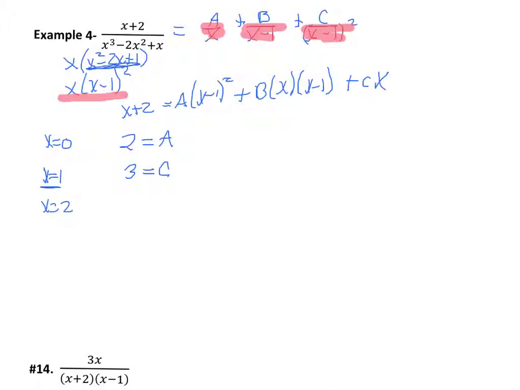So on the left, I get 2 plus 2 is 4, equals. Now a is 2, so I'm going to go 2 times 2 minus 1, which is just 2, that's pretty easy, plus b, which we don't know, times 2 times 1, so b times 2, we'll just make that 2b, plus c, which is 3, times x, which is 2, so 3 times 2 is 6.